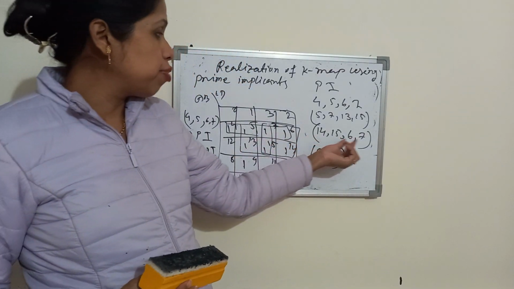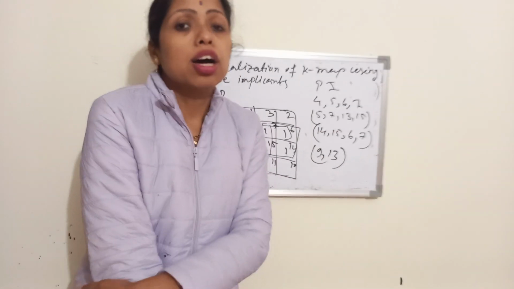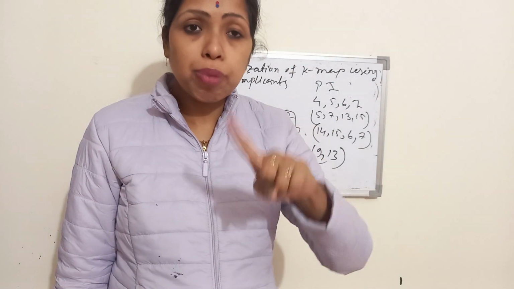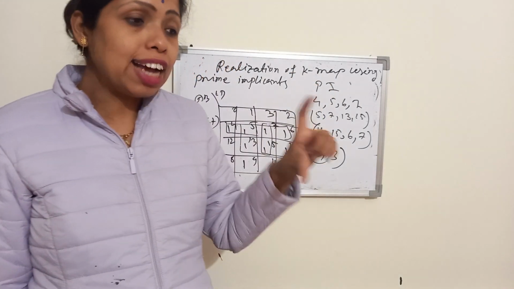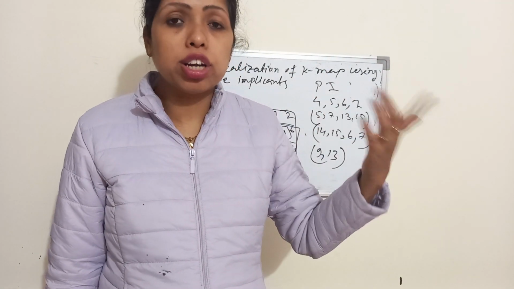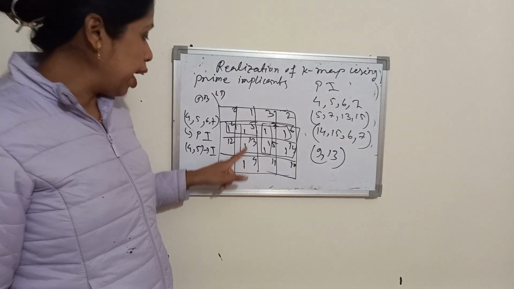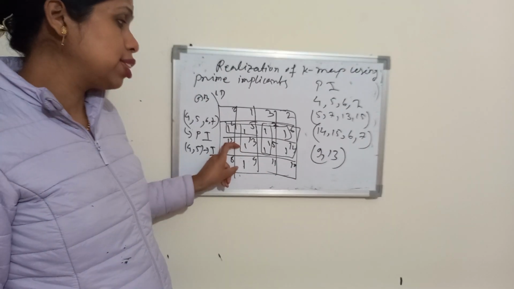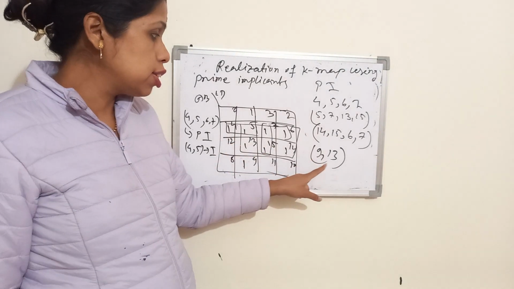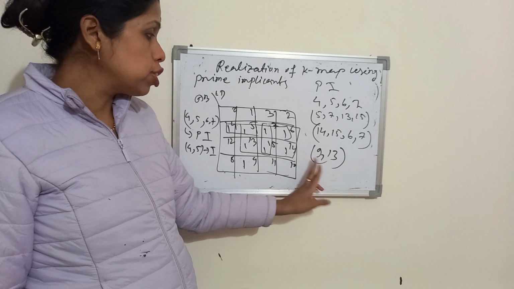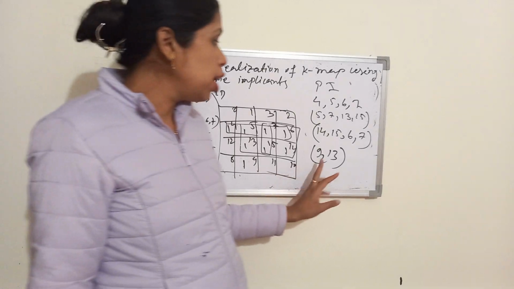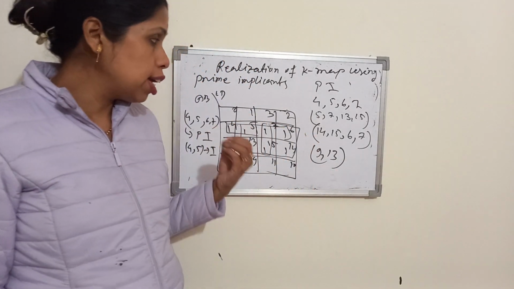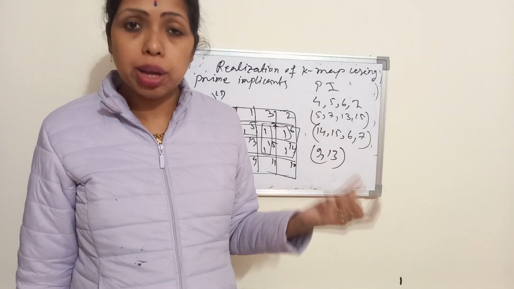But here 14, 15 can create a pair, yet this cannot be a prime implicant because it is only an implicant. So for prime, first you have to check the maximum possible group, where the size of the group should be larger, like octal or quad. Here you can see 9 and 13 are an implicant, and also a prime implicant, because using 9, 13 you cannot create a larger group, you can only create the pair. So this is the prime implicant.